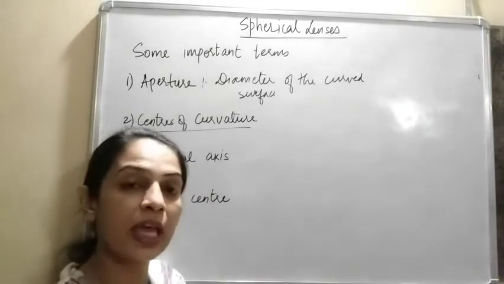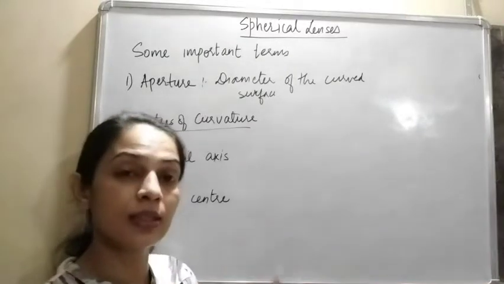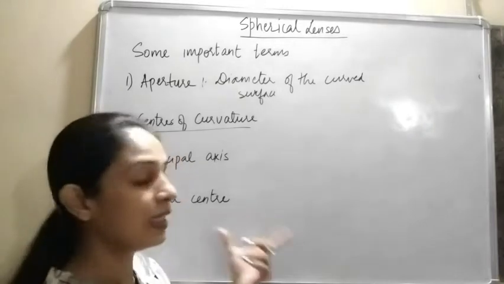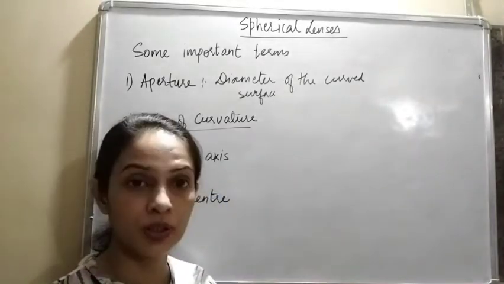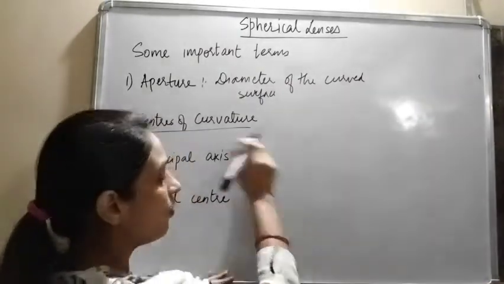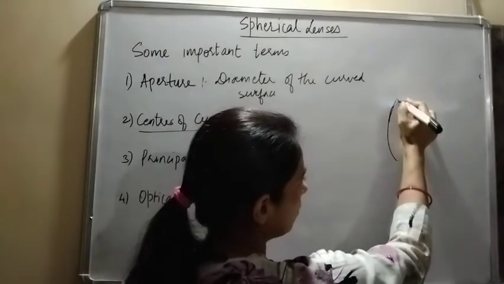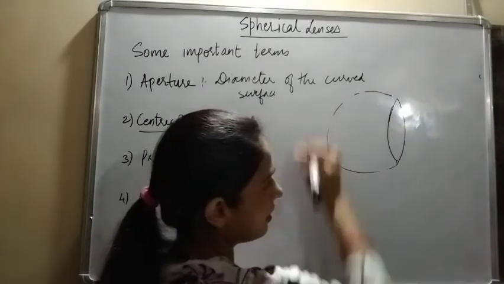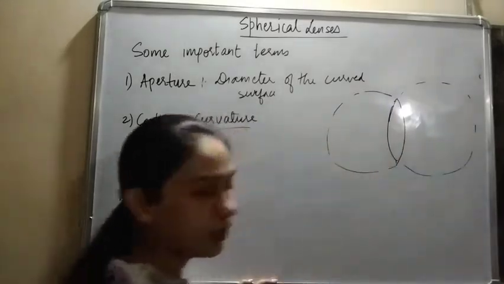There we defined the center of curvature of a mirror as the center of the sphere of which the mirror is a part. Here the lens has two curved surfaces which are parts of two big spheres. So two big spheres will have two centers, right? So every lens will have two centers of curvature. This surface is a part of this sphere and this surface is a part of this sphere.